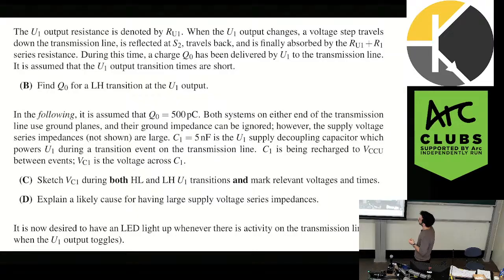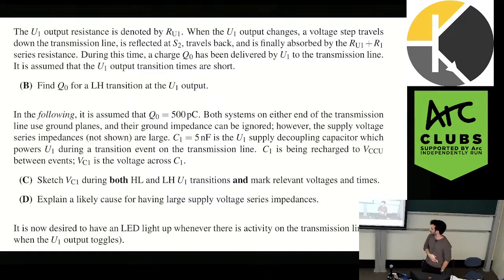Both ends of the transmission line use ground planes. Now, the usefulness of ground planes is that anywhere you need ground, you just drill down to it. Rather than having a long trace to get to ground, you just drill straight down to it and you have ground. So that reduces the amount of impedance along the ground lines. So it's just saying you can ignore the ground impedance. However, the supply voltage series impedances not shown are large.